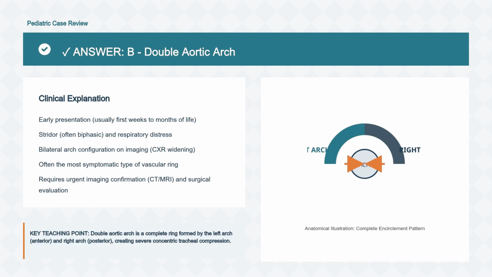The correct answer is option B. Double aortic arch. This typically presents in the first weeks to months of life with severe stridor. It is the most symptomatic type of vascular ring because it forms a complete ring around both the trachea and esophagus, creating severe concentric compression requiring urgent surgical evaluation.